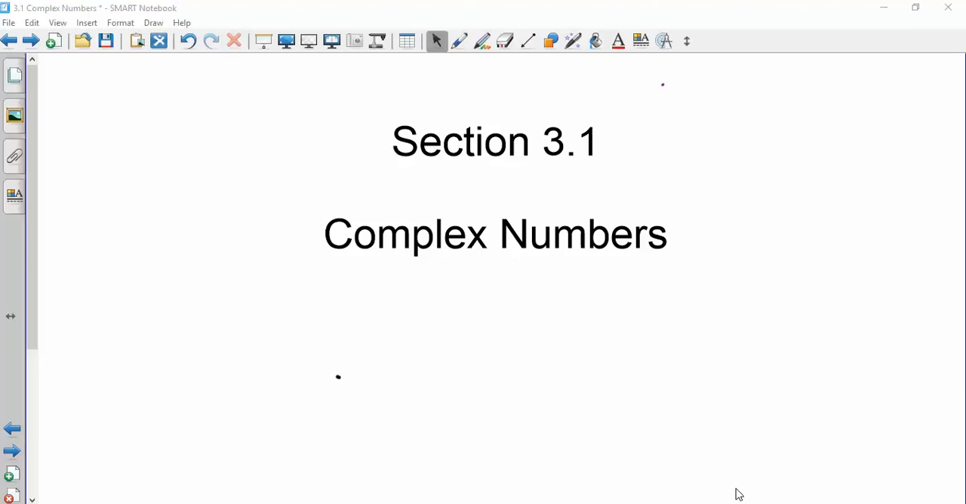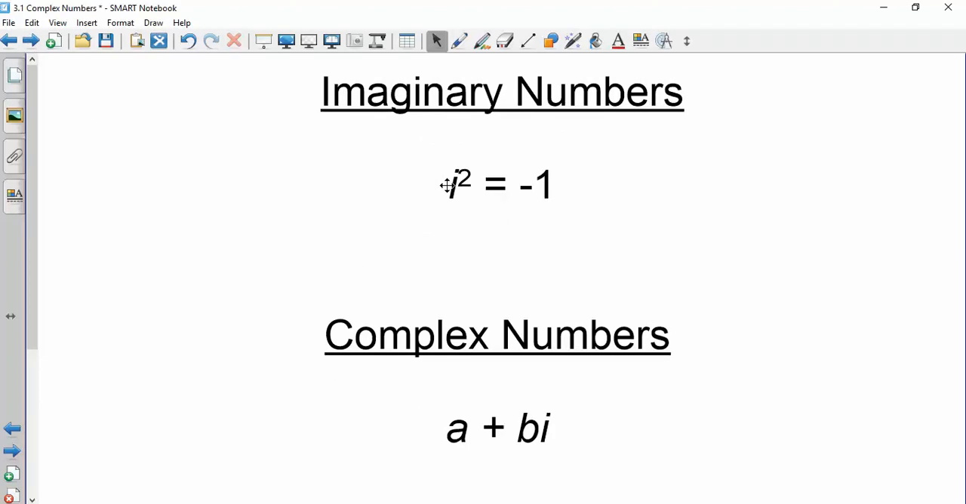Those are numbers that have the i's in them. So remember, i squared is equal to -1. So we'll need to know that moving forward. We will simplify a lot of these things. Anytime we get an i squared, we can change that to -1.